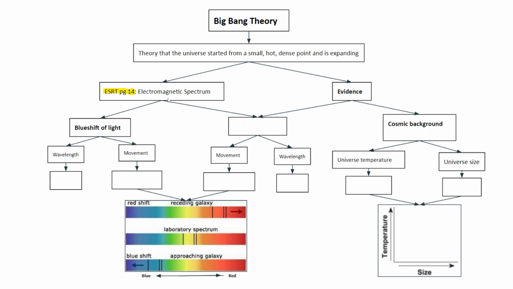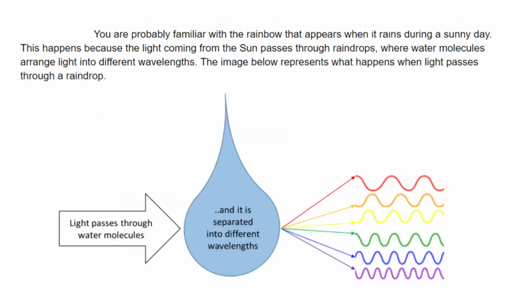On the reference table, page 14, we can find the electromagnetic spectrum. Now, how does this work? Well, if you've ever seen a rainbow, it normally happens when it rains outside, and that's because the water droplet takes the light from the sun, and as light passes through the water droplet, the water droplet splits it into the colors of the rainbow. And you'll notice that each color of the rainbow has different wavelengths of light. Red has a longer wavelength, violet has a shorter wavelength, and it's a spectrum.